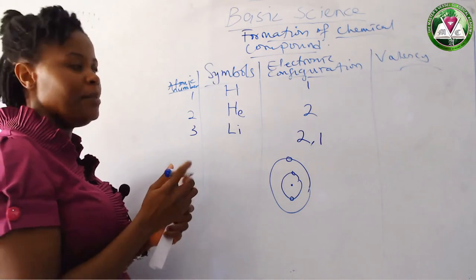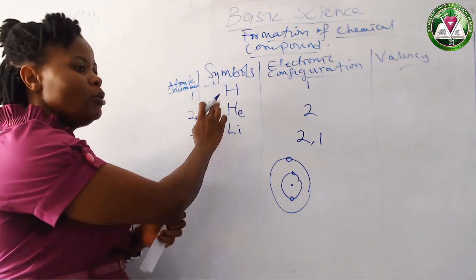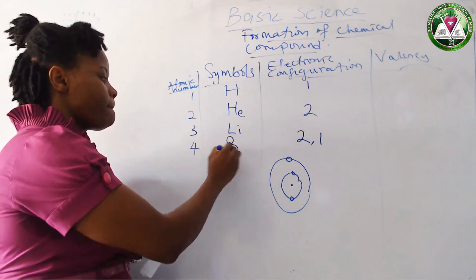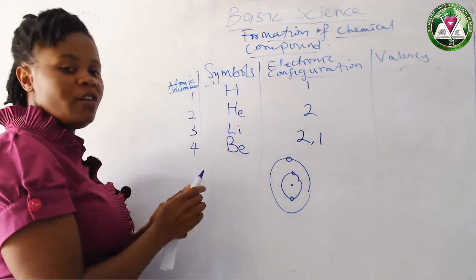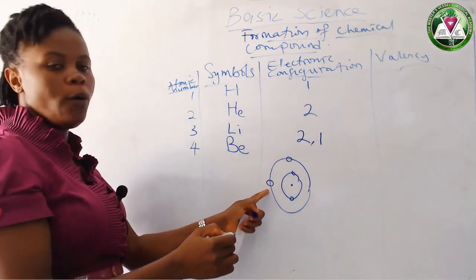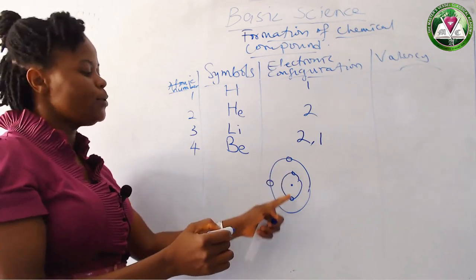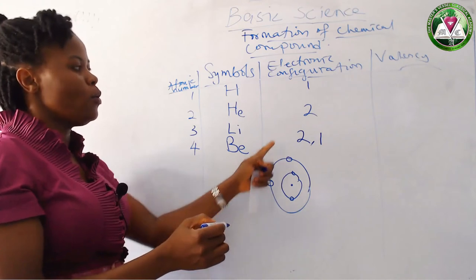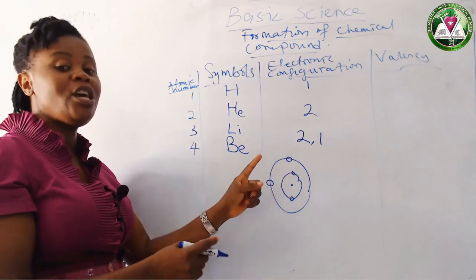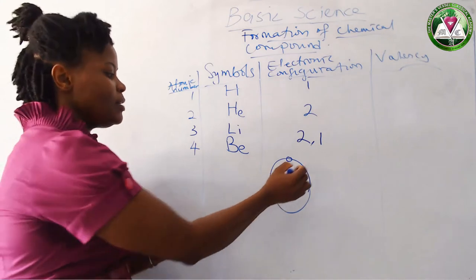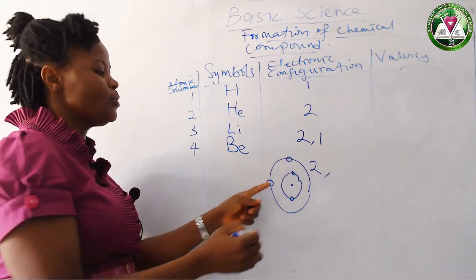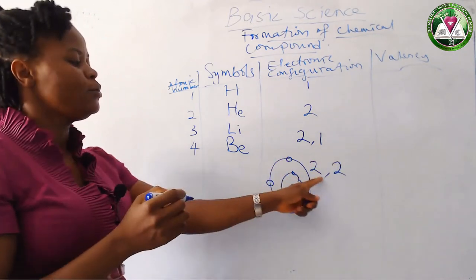After lithium, what's the next element? Hydrogen, helium, lithium, beryllium. Correct. So what's the structure of beryllium? 1, 2, 3, 4. So we want to write out the electronic configuration. How do we do it? We write out the number of electrons in each shell. The first shell has 2. We write it out. Comma. The second shell has how many? 1, 2. We write it out. So you have 2, 2.